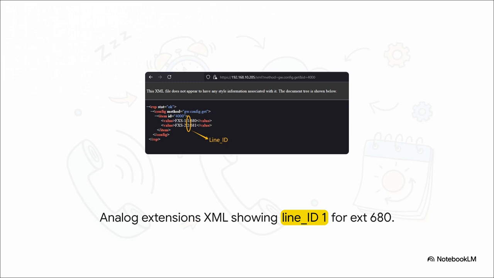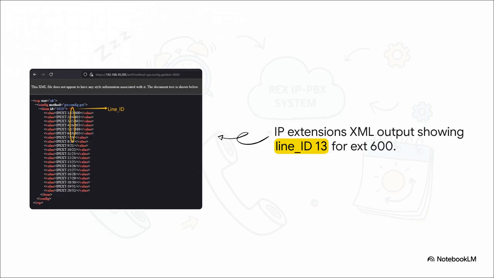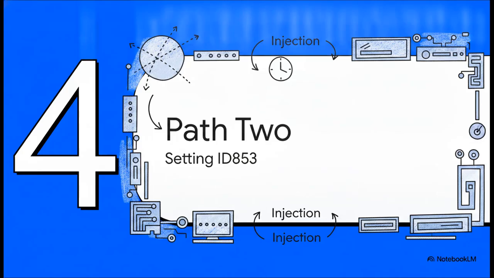By inputting a very specific XML command right into our browser's URL bar, specifically, we're querying ID 4000. The PBX spits back this raw XML document. And if you look closely at the output, the friendly analog extension number 680 is actually firmly mapped to line ID 1. This is the secret handshake. We now know for sure that if we want to manipulate extension 680, we absolutely have to target line ID 1. And this works for IP extensions too, just with a slightly different query, for ID 4020. Scanning through that output, we can see that IP extension 600 is recognized internally by the system as line ID 13. So whether you're dealing with analog or IP, securing this line ID is the absolute prerequisite to commanding the network.